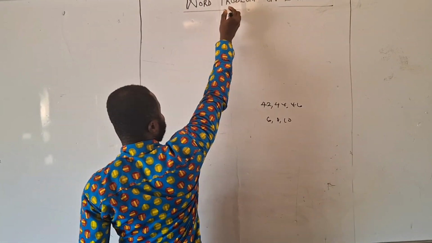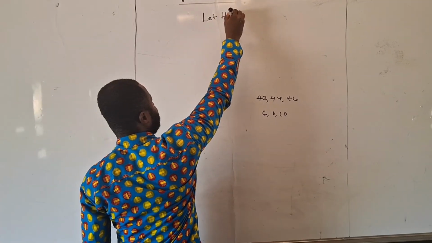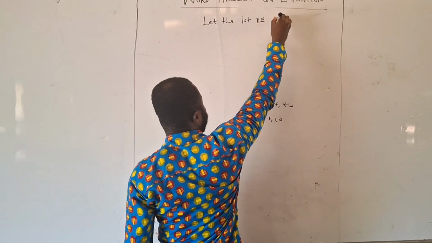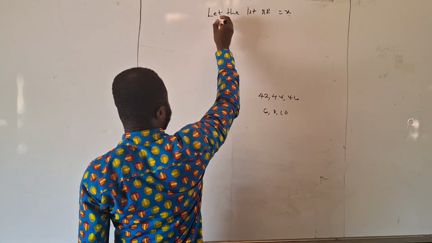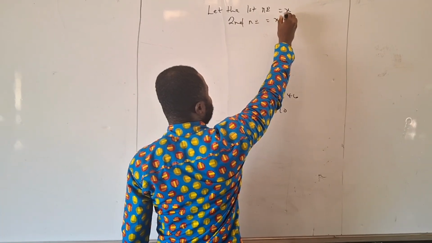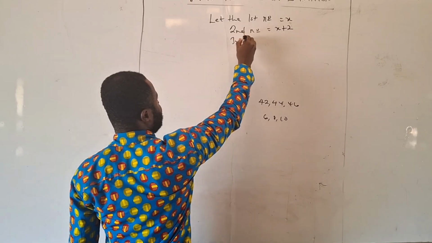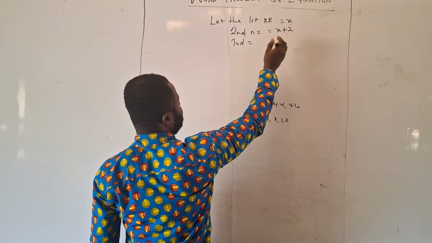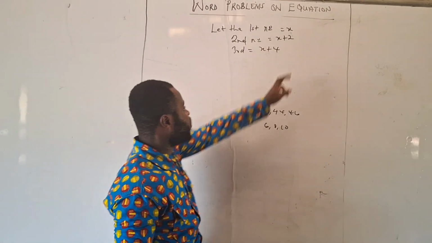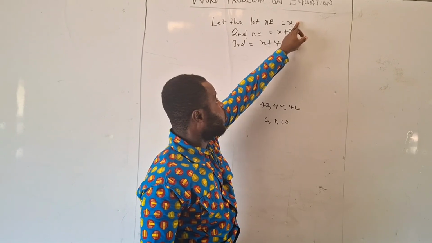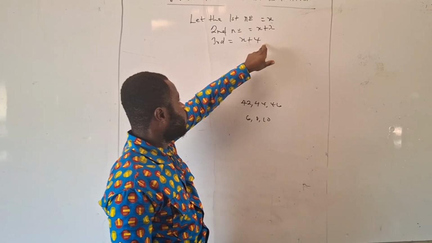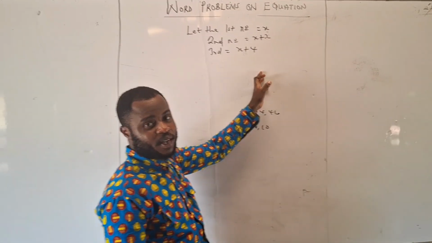So you let the first number be x, then you let the second number be x plus 2. The third number is going to be x plus 4. Why is it so? Let's say this one is 2, when you add 2 to it, you get the second number. And when you add 4 to this, you get the third number.